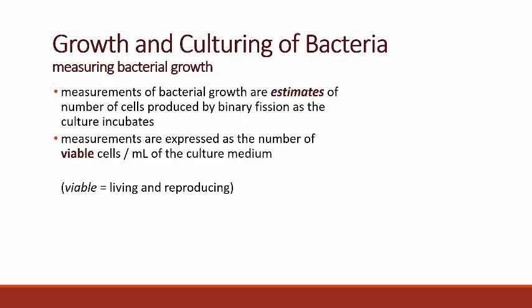And when we express the number that we find, it's always expressed as the number of viable cells per milliliter of the culture medium. And by viable, we mean living and reproducing. So these are the cells that are going to keep on undergoing binary fission and producing new cells.